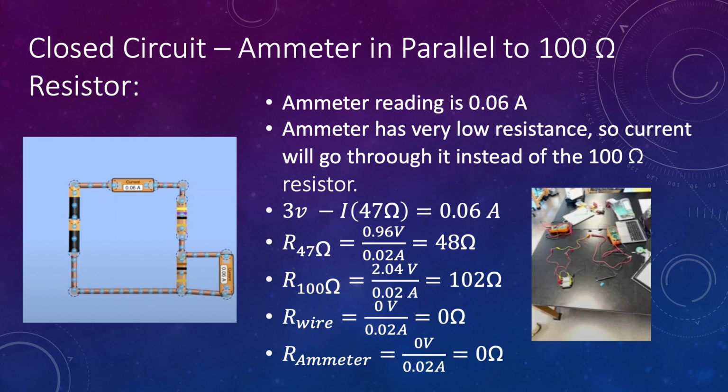The calculation and results of the resistance of the 70 ohm resistor, the 100 ohm resistor, the resistance of the wires and the resistance of the ammeter are shown in the graph, which is 48 ohms, 102 ohms, 0 ohms and 0 ohms.